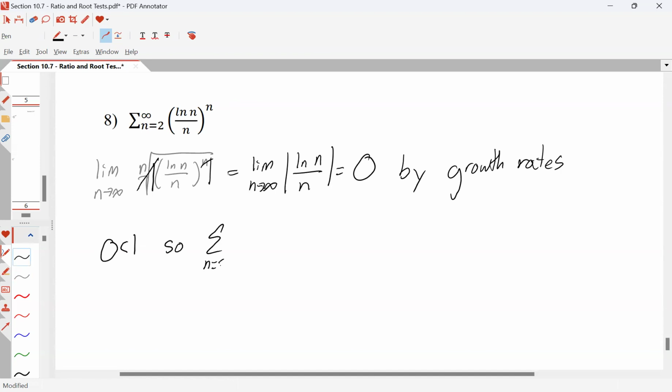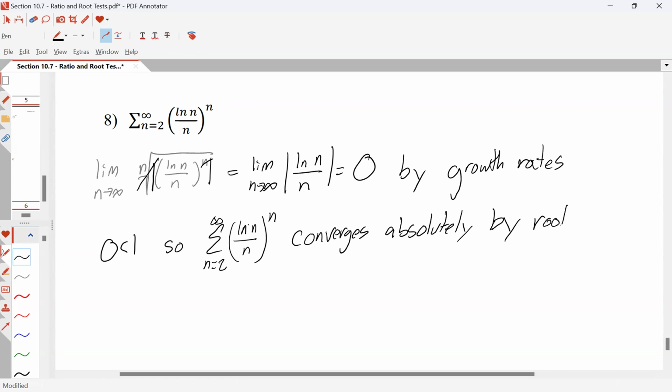So our series n equals 2 to infinity of the natural log of n over n all to the n converges absolutely by the root test. So there are our 4 examples.